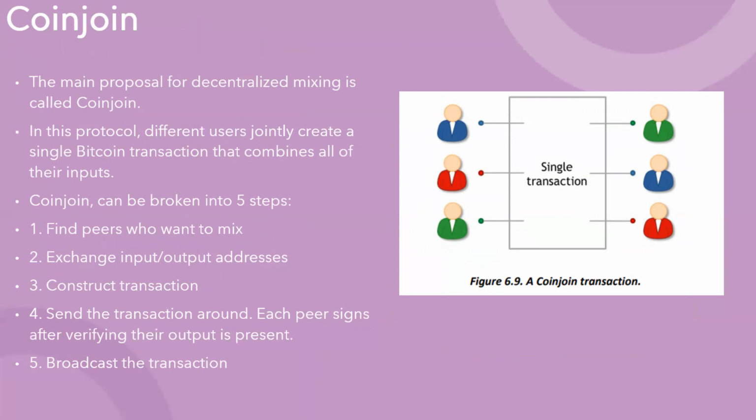Once the inputs and outputs have been communicated, one of these users, it doesn't matter who, will then construct the transaction corresponding to these inputs and outputs. The unsigned transaction will then be passed around. Each peer will verify that its input and output addresses are included correctly and sign. Next slide.